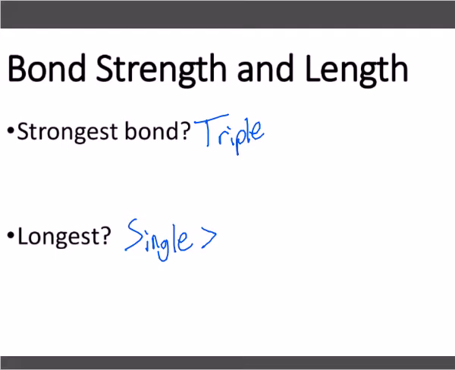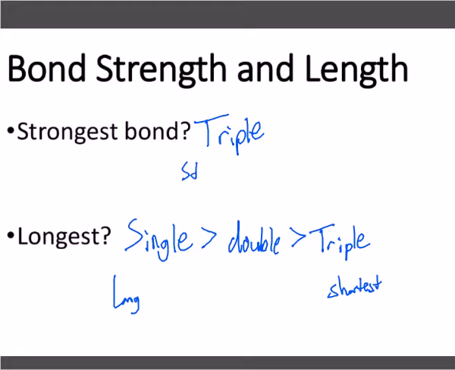What's the next longest one? Double, and the shortest is going to be what's left over. There you go. I know it's a Monday. So we got the longest over here, and we've got the shortest right here. I may want to add this into your notes, folks. Highly recommend adding this into your notes. So triple is going to be the strongest. What's going to be the next strongest? Double. And then weakest is going to be single.